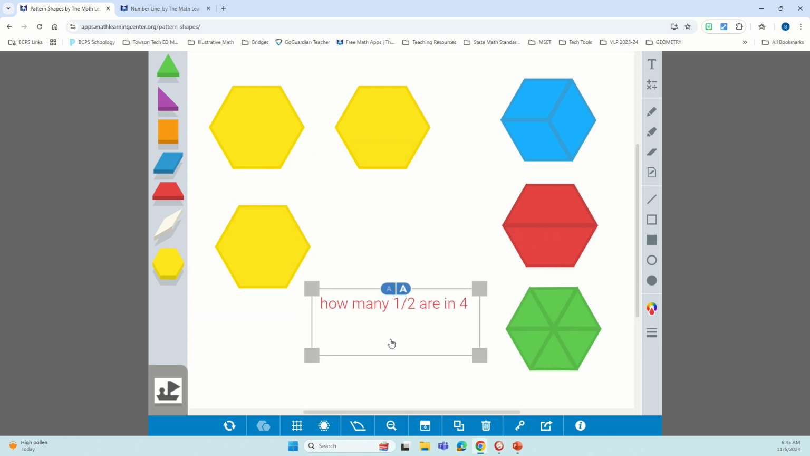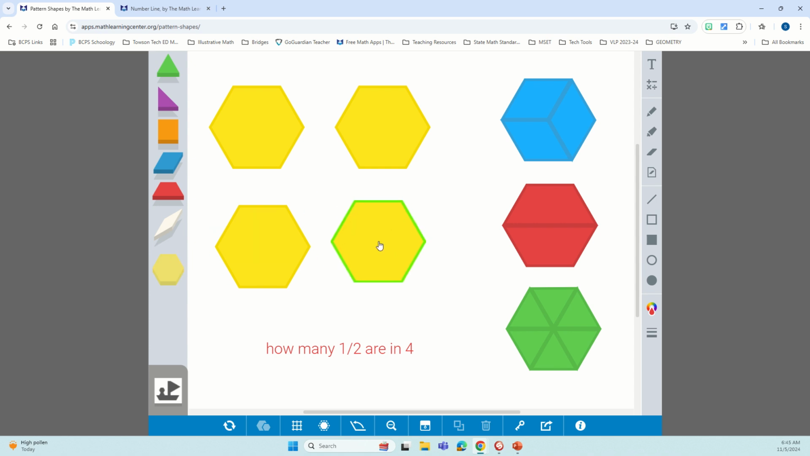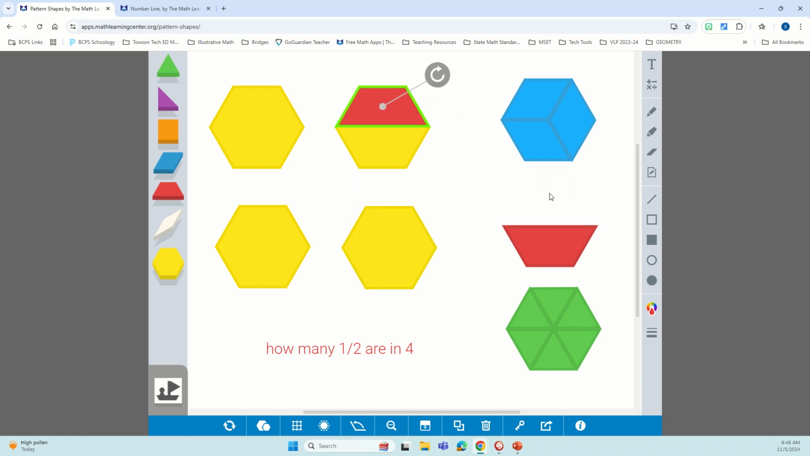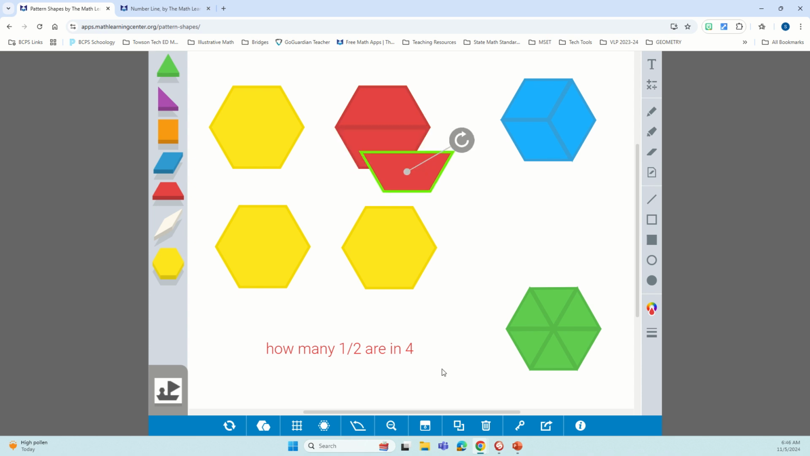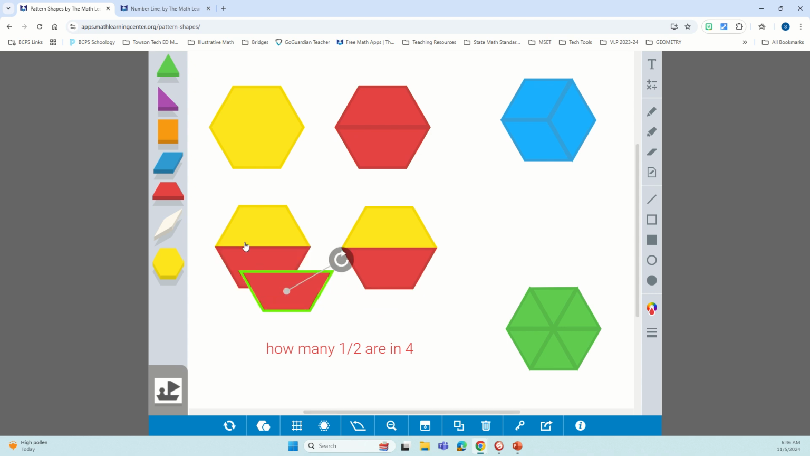Some of the students can do this mentally. Some students have enough understanding about halves that they can say, oh, the answer is 8. But if they need to see it, this is a great way to do it. I have 4 hexagons, and I know that each one of these is a half. So how many halves does it take to make 4 hexagons? I like to use the duplicate tool just because it makes things a little bit faster. I can just go down here to the double and duplicate it.